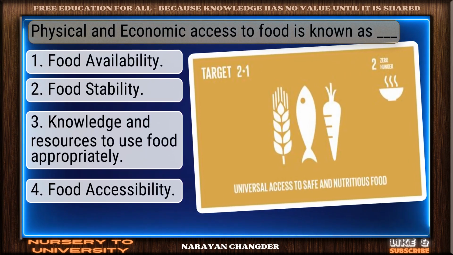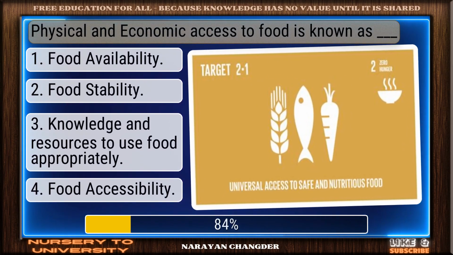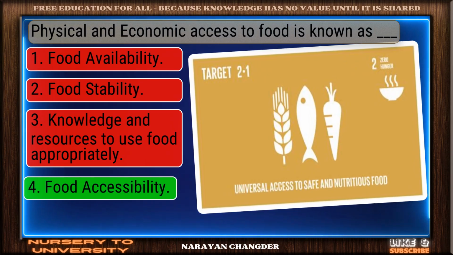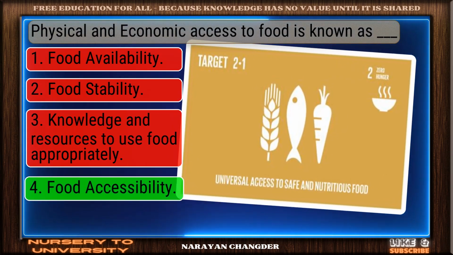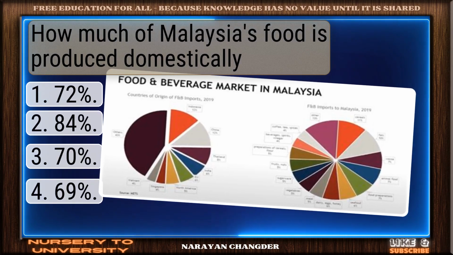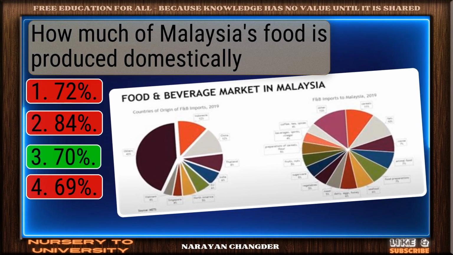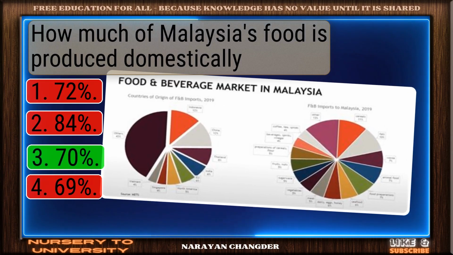Physical and economic access to food is known as dash. Well done. Food accessibility is the right choice. How much of Malaysia's food is produced domestically? Perfect. 70% is the correct choice.